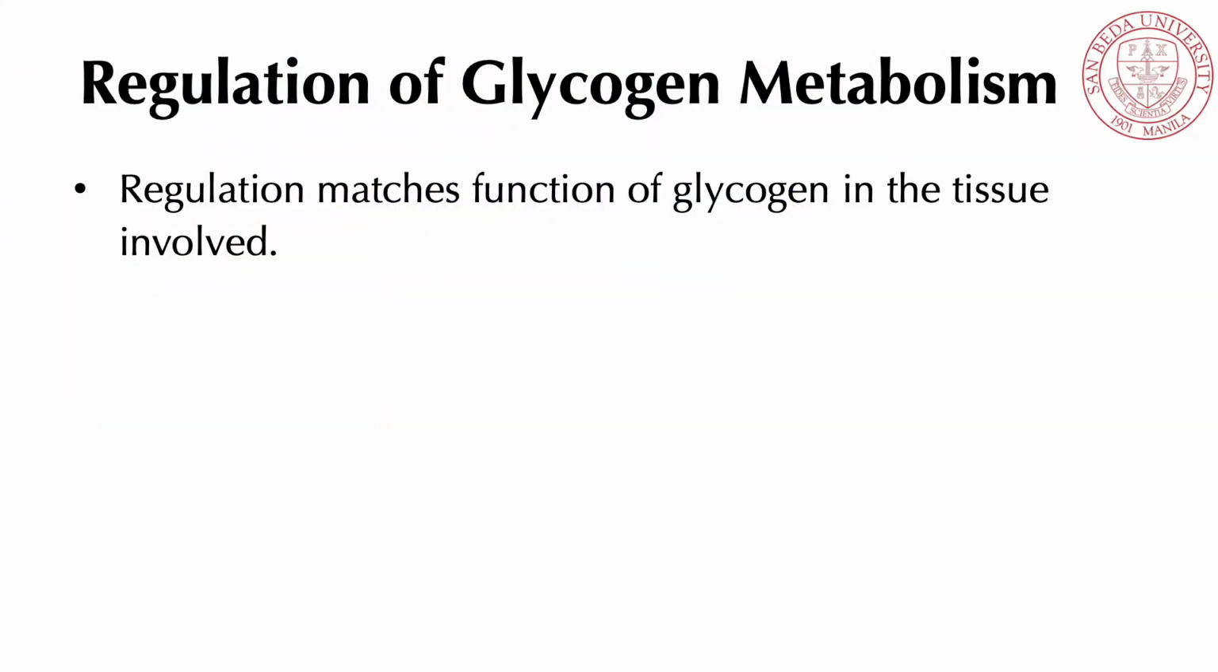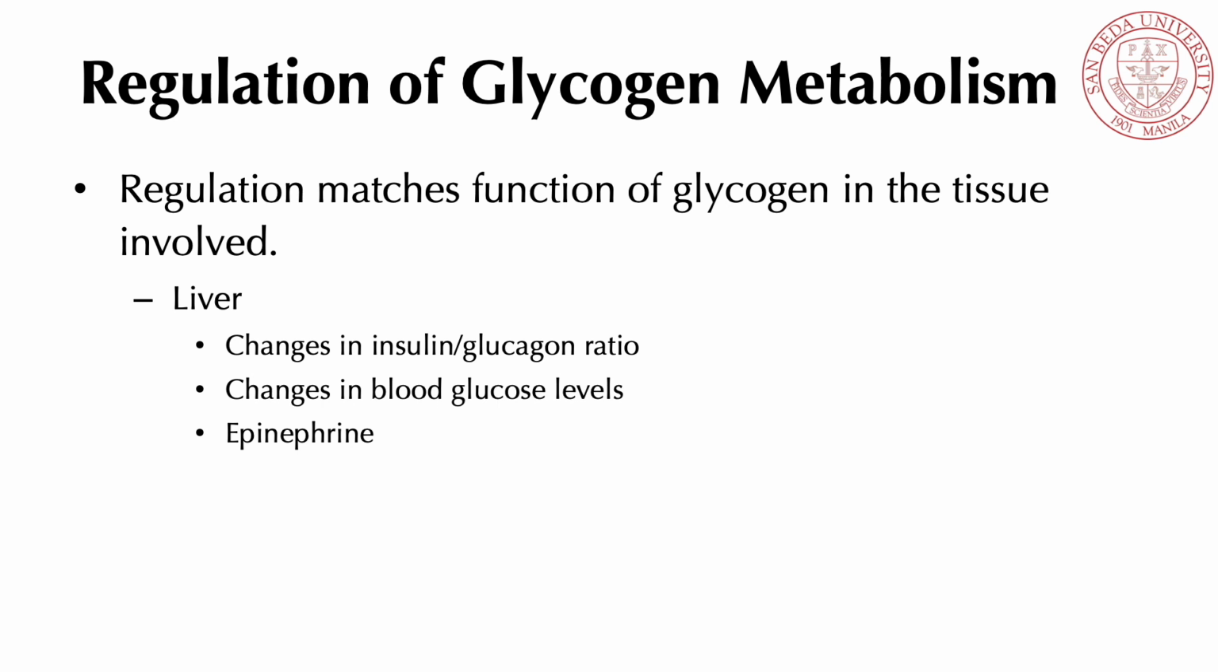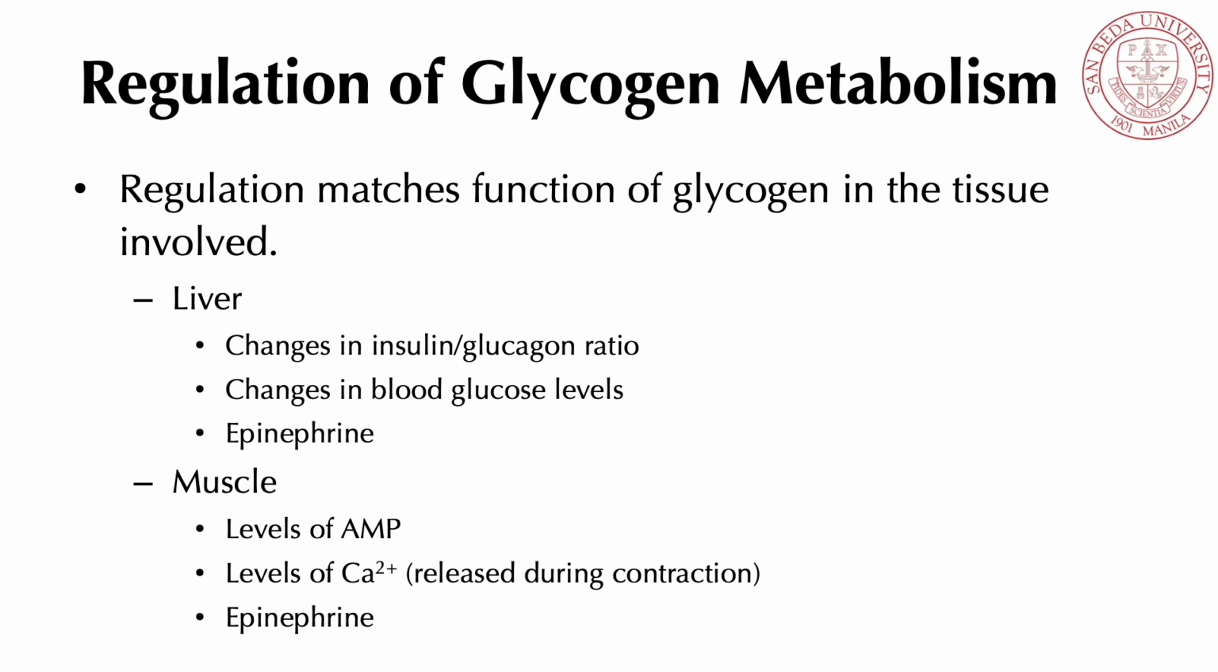Now, one thing to understand about regulation of glycogen metabolism is that regulation matches the function of glycogen in the tissues involved. In the liver, glycogen metabolism is regulated by changes in the insulin to glucagon ratio, changes in blood glucose levels, and the catecholamine epinephrine. In skeletal muscle, on the other hand, levels of AMP, calcium ions, which are released during muscle contraction, and epinephrine regulate glycogen metabolism. Of note, skeletal muscle is insensitive to insulin.